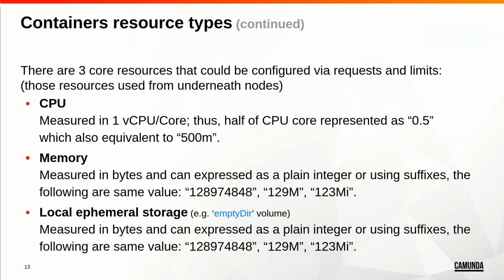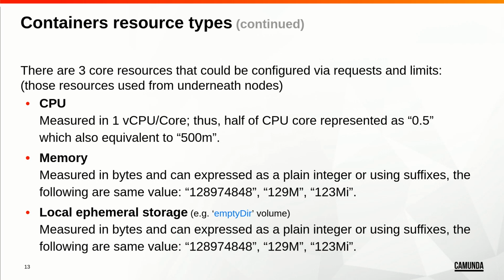Now let's take a look at the resource types in Kubernetes. There are 3 core types that can be configured by requests and limits in Kubernetes, which are CPU, memory, and ephemeral storage. It's worth mentioning that those are only the core resources that come with Kubernetes by default, but there are also other resources which are called extended resources, and they are provided by Kubernetes plugins or so, but they are out of scope of this session today.